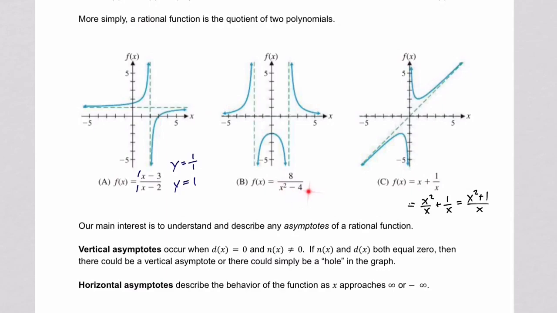In the second example, the bottom has a higher degree compared to the top. In this case, the horizontal asymptote will always be at 0. And finally, in the last example, if we look at this converted form, we see the degree of the numerator is larger, and in this case there is no horizontal asymptote.